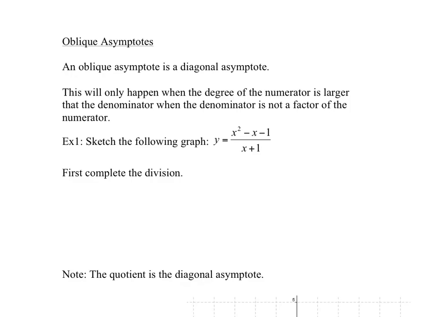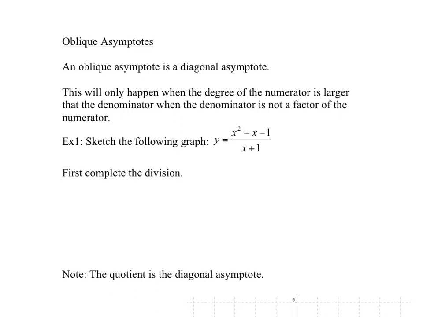Alright, so oblique asymptotes. An oblique asymptote is basically a diagonal asymptote. So instead of having a vertical asymptote or horizontal asymptote, you're going to have an asymptote that goes across the graph. This will only happen when the degree of the numerator is larger than the denominator, when the denominator is not a factor of the numerator. So you have to be able to recognize that, so it's an oblique asymptote.